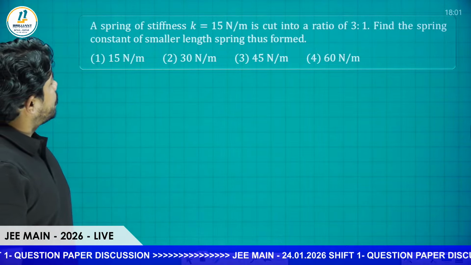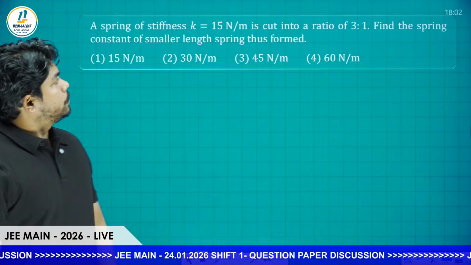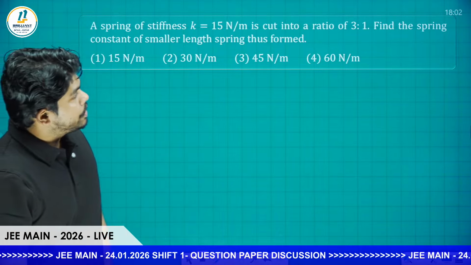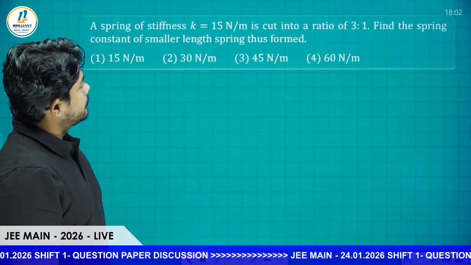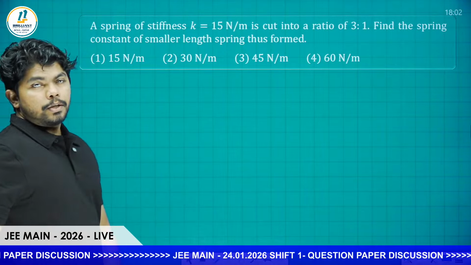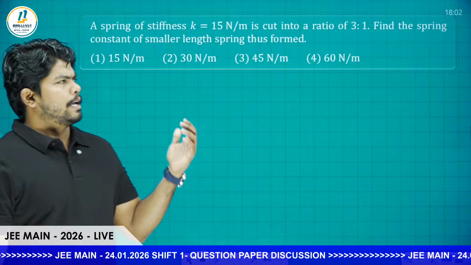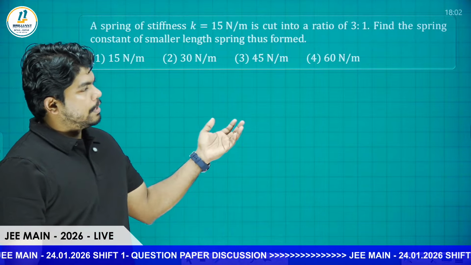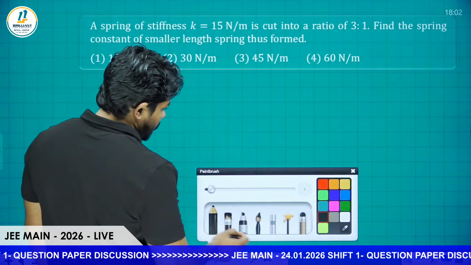Here, a spring of stiffness K equal to 15 Newton per meter is cut into a ratio of 3:1. Find the spring constant of the smaller length spring thus formed. So here it is a question from the combination of springs, we can say oscillation, right? We have seen such similar questions from SHM. So how can we solve this?